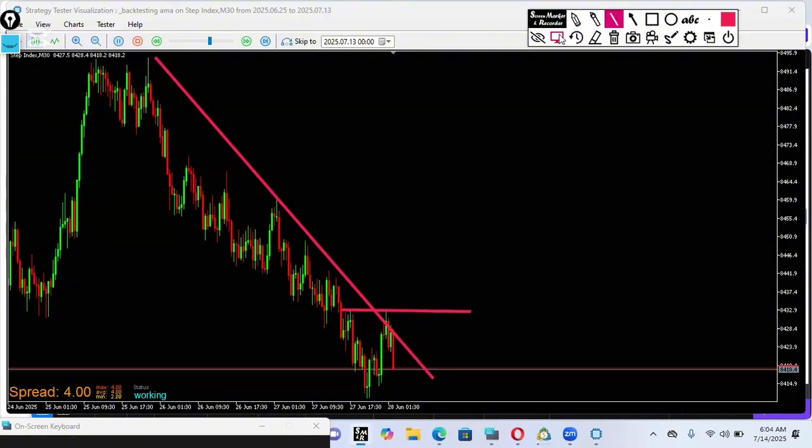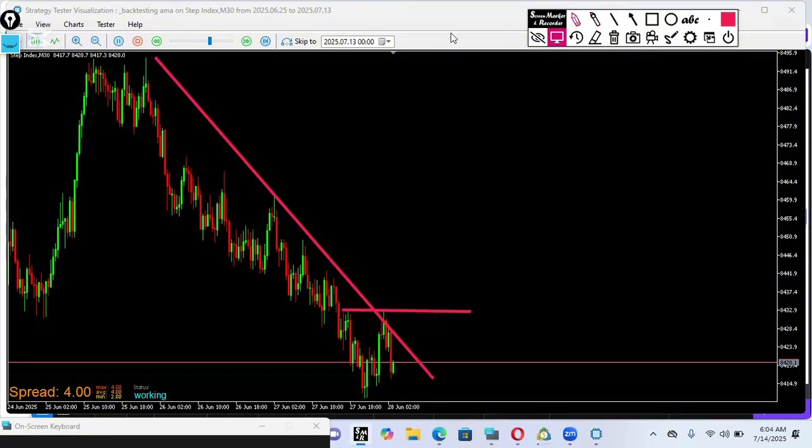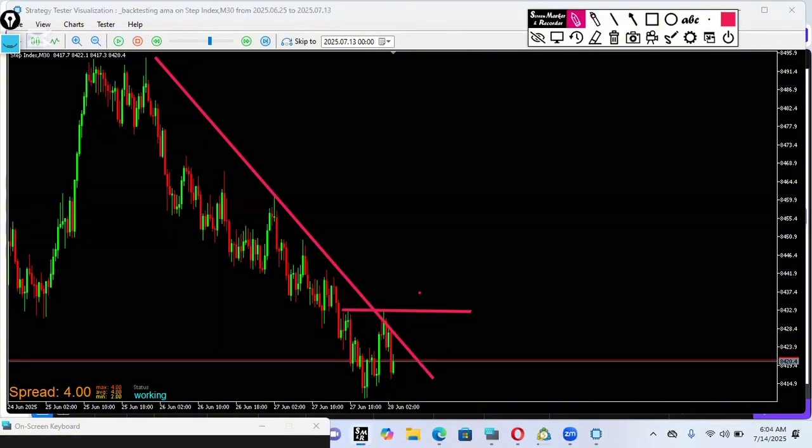Now let me show you this. Whenever you are making use of trend line, you must take note of this. Number one, you want to see price break your trend line, just as it has done here. You have to see price break your trend line. Afterwards, you want to also see that price breaks a previous high.